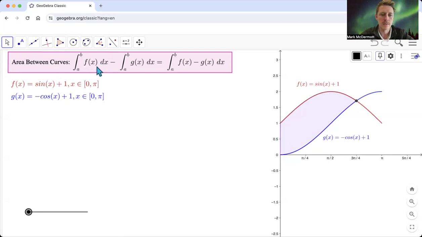The integral from a to b of f of x dx minus the integral from a to b of g of x dx is going to give us the area between the curves f of x and g of x. So it'll help with an example here.